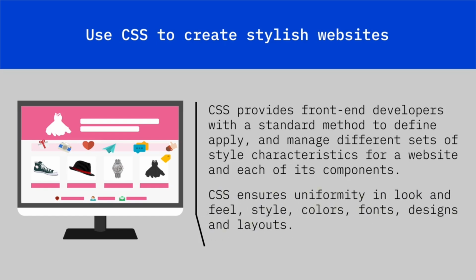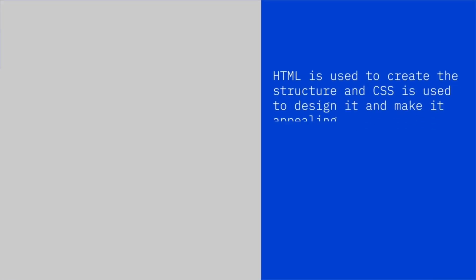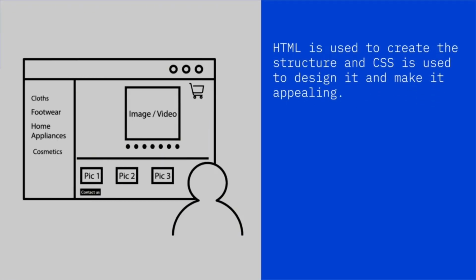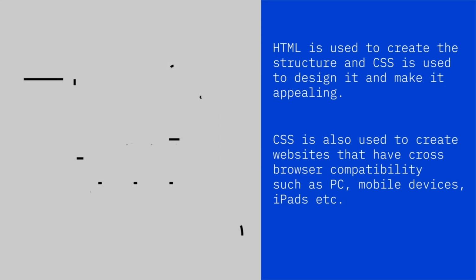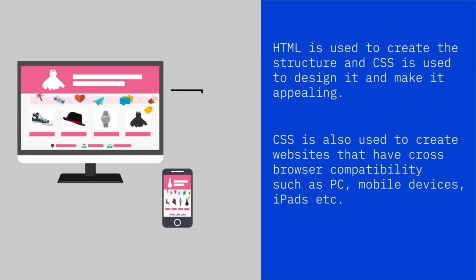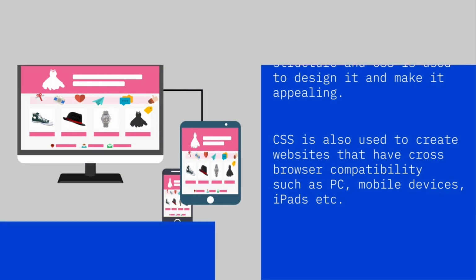CSS ensures uniformity in look and feel, style, colors, fonts, designs, and layouts. So, HTML is used to create the structure, and CSS is used to design it and make it appealing. CSS is also used to create websites that have cross-browser compatibility, which means that they are compatible with multiple browsers and multiple devices, such as PC, mobile devices, iPads, etc.